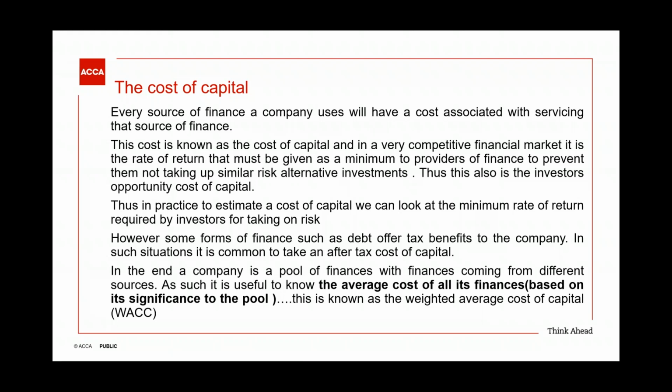Finally, since a company is a pool of finances from different sources, it's very important that we work out an average cost of finance for all of these sources, and that average cost of capital is called the WACC, or the weighted average cost of capital. The average is weighted by significance, and that's where each weightage comes. For example, if equity is 70% of your capital structure, your cost of capital should edge more towards the cost of equity than anything else.